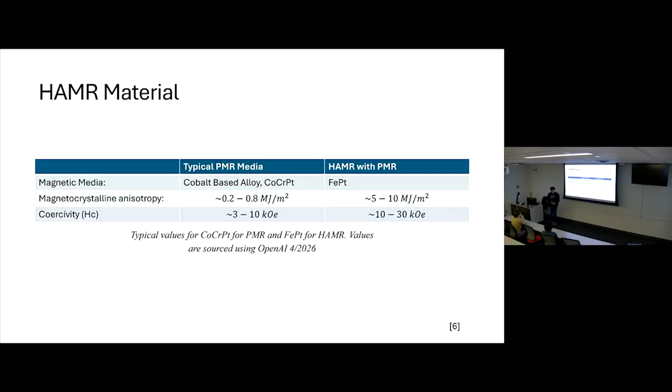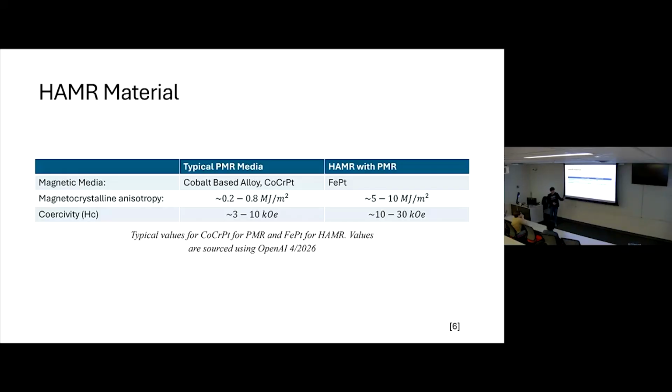Looking at the materials, a typical PMR media uses a cobalt-based alloy like cobalt, chromium, platinum. You can see here the anisotropy is pretty low, and the required field to write to it is around 3 to 10 kilo-oersteds, which is like 0.3 to 1 Tesla, which is pretty doable.